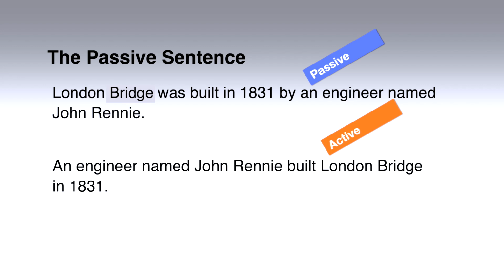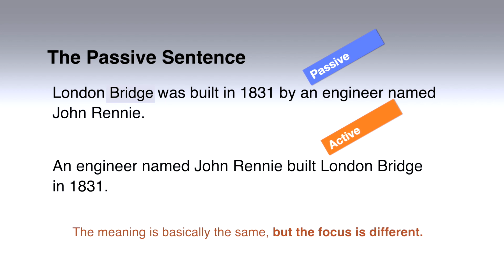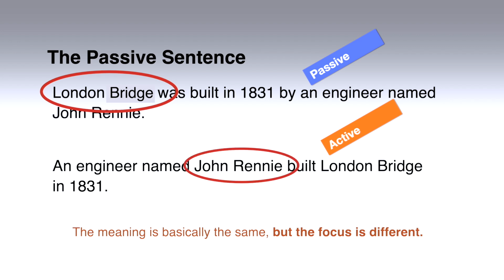Are these sentences the same or are they different? If we look carefully at the two sentences, the meaning is basically the same, but the difference is the focus. In the first sentence, the focus is on the bridge. London Bridge was built in 1831. In the second sentence, the focus is on the builder, John Rainey. An engineer named John Rainey built London Bridge in 1831. So the main difference between a passive sentence and an active sentence is the focus.